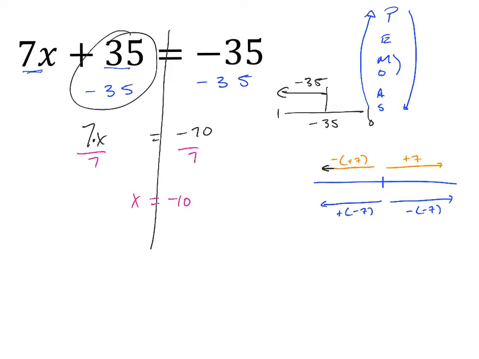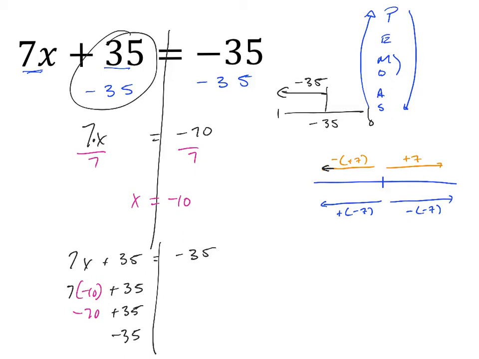You start out with the original equation of 7x plus 35 equals negative 35. Then we plug in 7 times negative 10 plus 35. That's negative 70 plus 35. If we're at negative 70 and we're adding 35, we're going to the right 35, so we're going to be at negative 35 here. And this side was negative 35. So, yep, our solution is x equals negative 10.